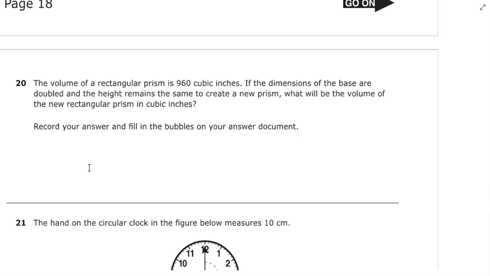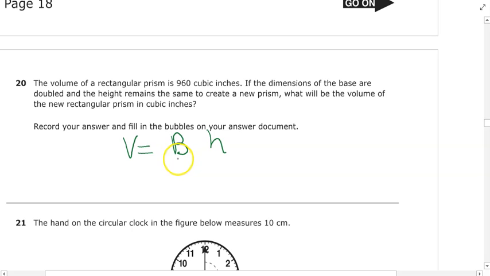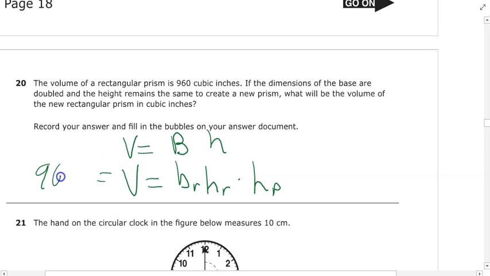So I know that volume of a rectangular prism is area of the base times height. And if it's a rectangular prism, then the area of the base is just base times height of the rectangle. So volume equals base of the rectangle times height of the rectangle times height of the prism. So if I have this volume and it equals 960 cubic inches, the dimensions of the base are doubled. Okay, so what happens if I double the dimensions of the base?